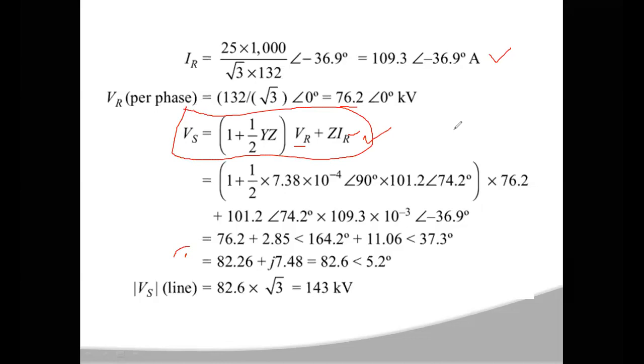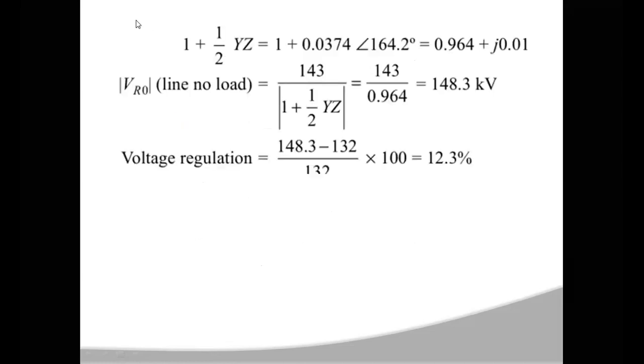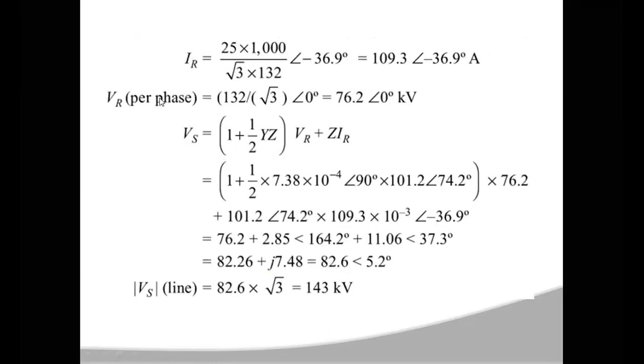Okay. All the values in this equation are per phase values, right? So if you want to calculate the line voltage, you have to multiply that with √3. So the Vs value, in line value, is 143 kilovolts. So then how to calculate? You have to calculate the sending end voltage as well as the regulation, right?